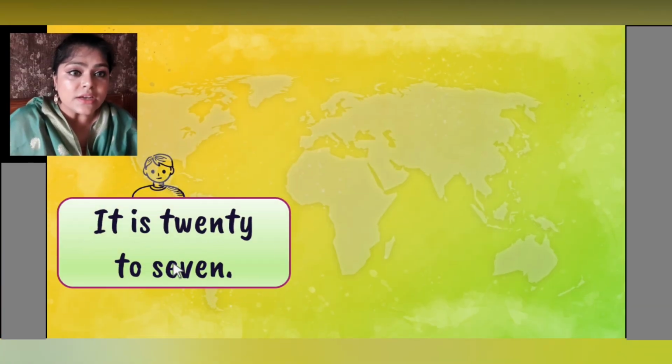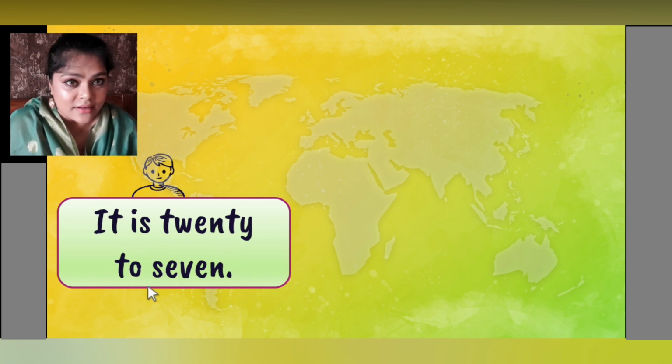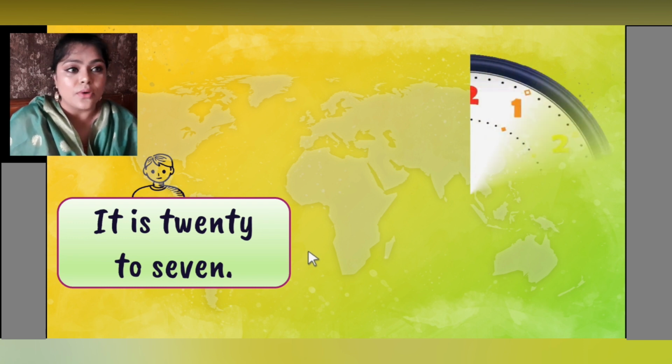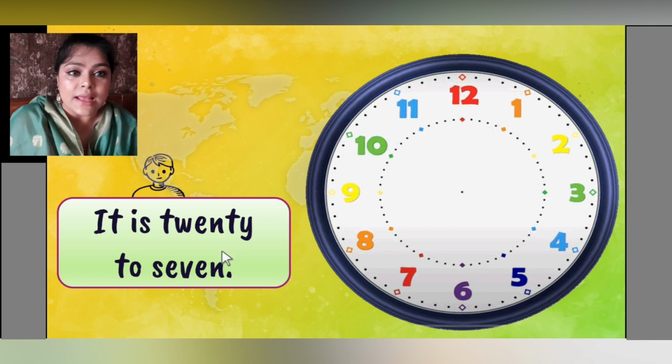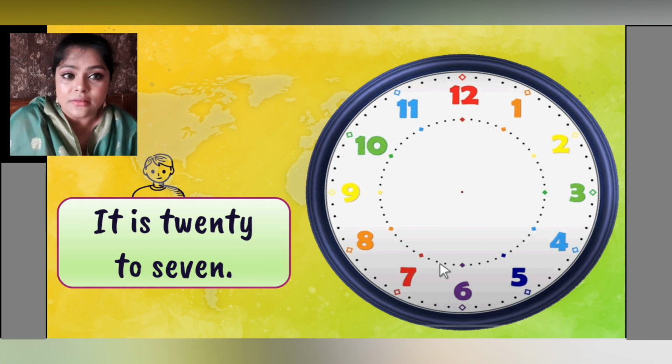It is 20 to 7. That means it is not 7 yet. 20 minutes are still left to 7. That means 20 minutes are left to 7 o'clock. Let's see the watch here. Now tell me the hour hand. So it is not 7 o'clock yet. 20 minutes are left. So where will our hand point? It will point in between 7 and 6.